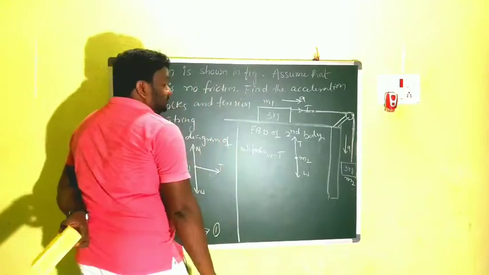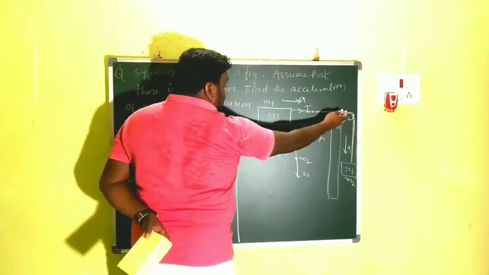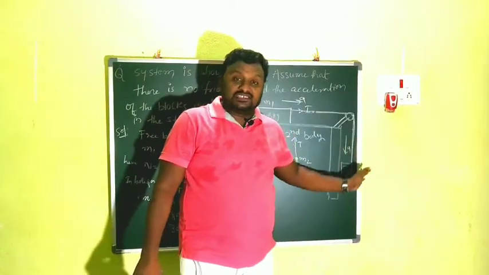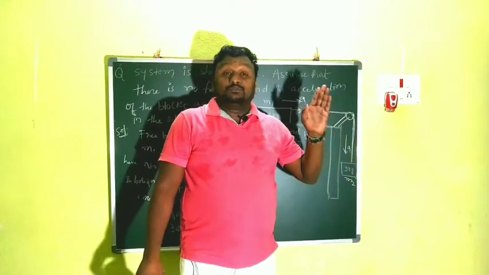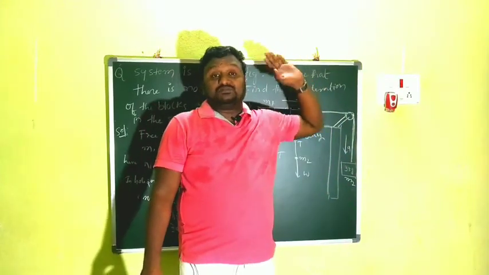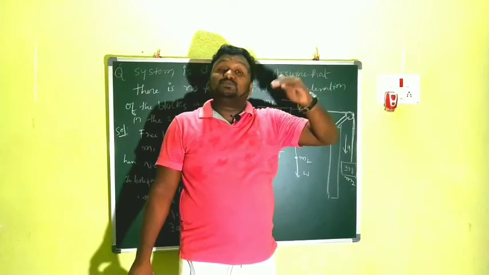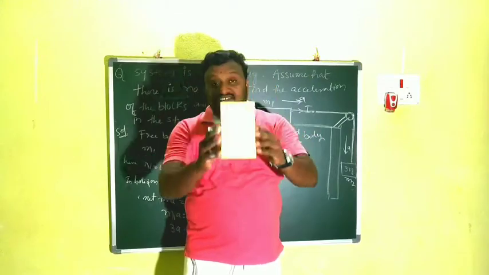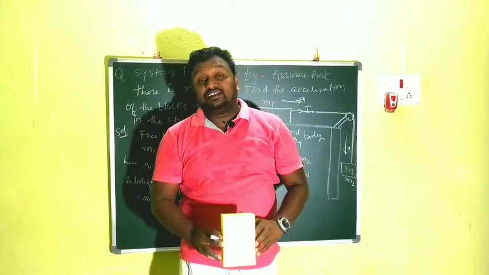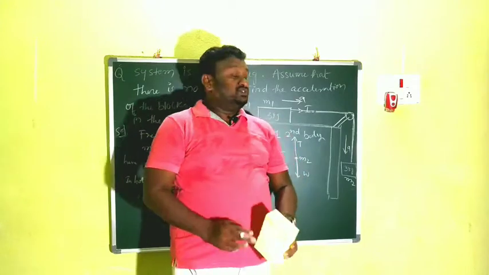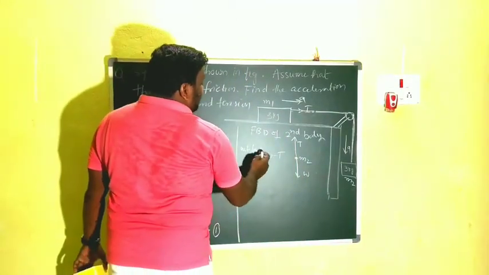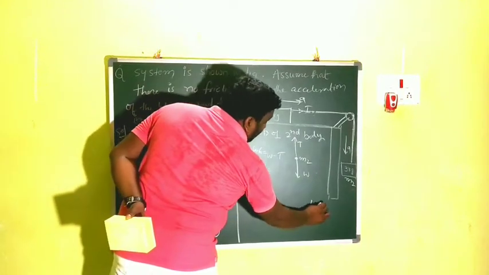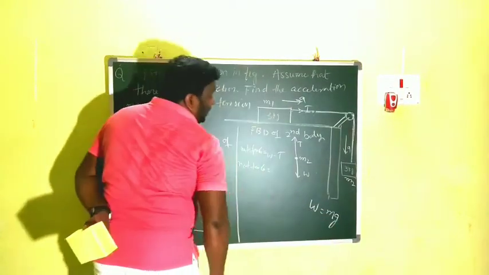W minus T. Clear? I am repeating many times, the body slides down, which means weight is more than the tension. If the body goes up, tension is more than the weight. Even though the tension is acting upwards, the body comes down, that means its weight dominates the tension. Clear, children? So that's why I am writing net force is equal to W minus T. Generally W is equal to mg.